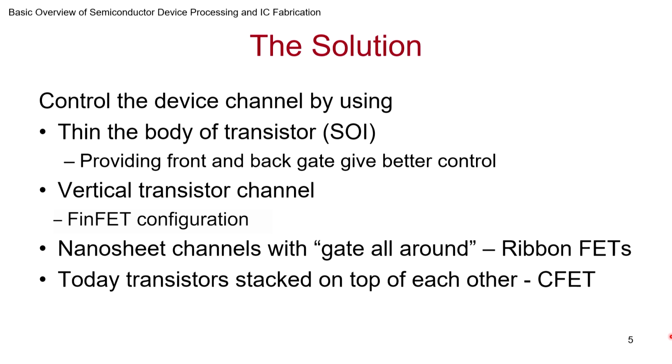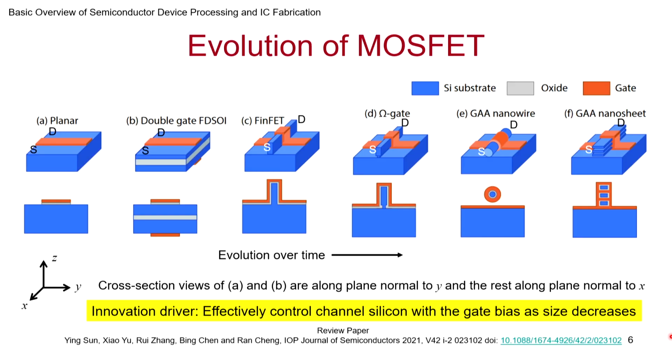So let's see what these words actually mean with the help of diagrams. I have taken this figure from a review paper. There are many good review papers and many good material available on the internet as well for those who are keen. But this sort of captures what we are trying to do. Here on the top is the isometric view of the various transistors. This is the evolution of MOSFET over time. You have planar, double gated, FinFET, omega gate, gate all around nano sheets, and of course, as I said, complementary FET, which I'll show next.